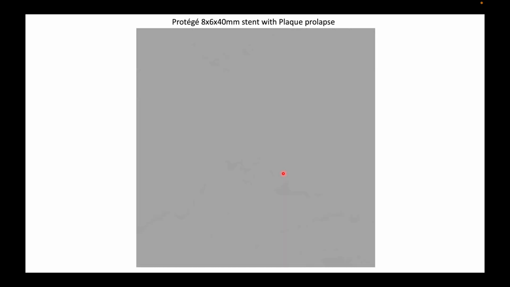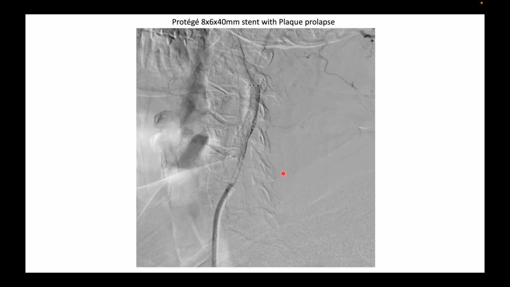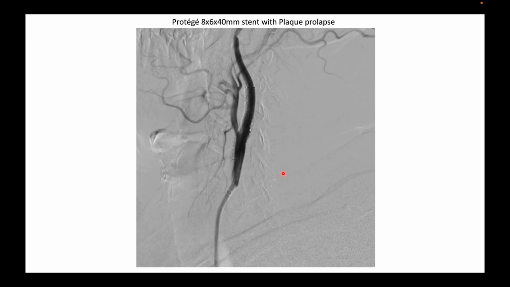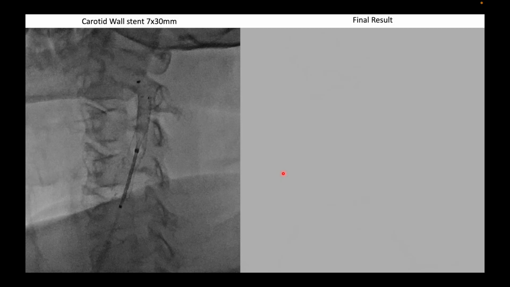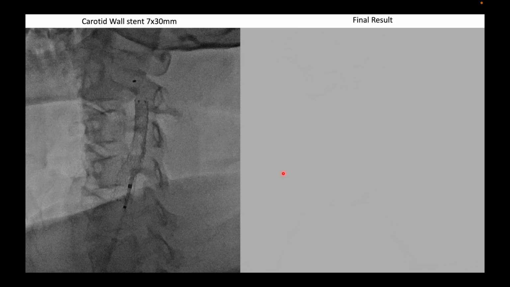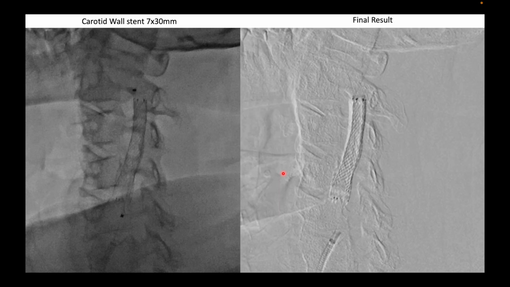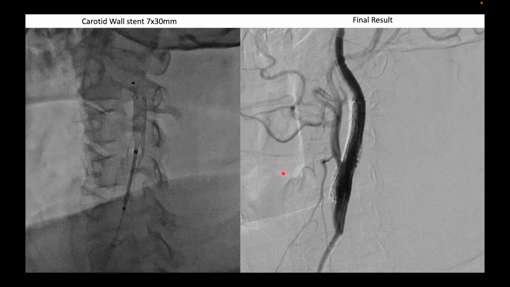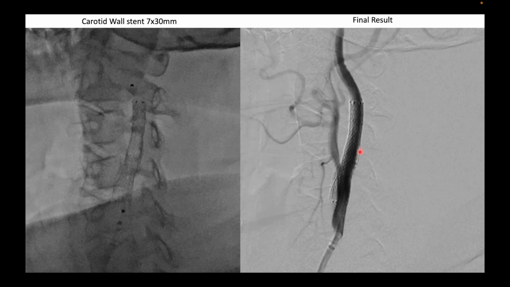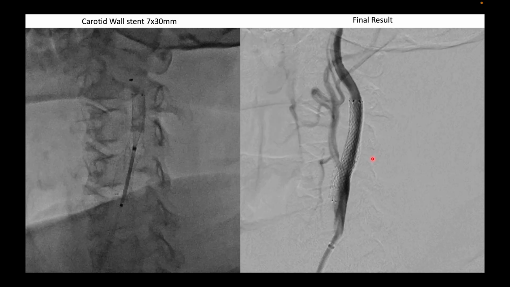Now the Protege stent, as I mentioned earlier, has an open cell design. These are huge cell sizes, and this is an issue with Protege, that you can get plaque prolapse. So what we did in this case, we put a carotid wall stent, which is a closed cell design, within this Protege stent, and jailed the prolapsed plaque between the two layers of stent. As you can see here, you can still see the haziness, but now this is behind the carotid wall stent, so the patient is safe from stroke.